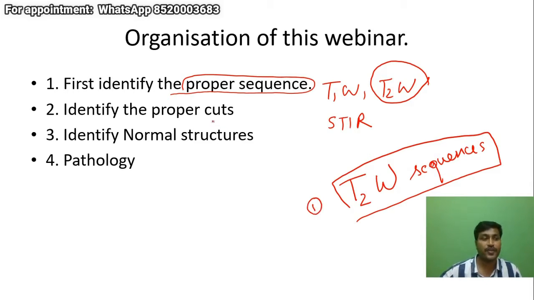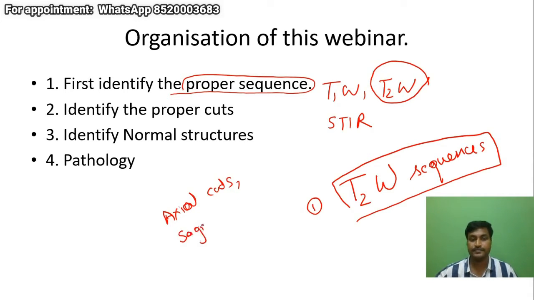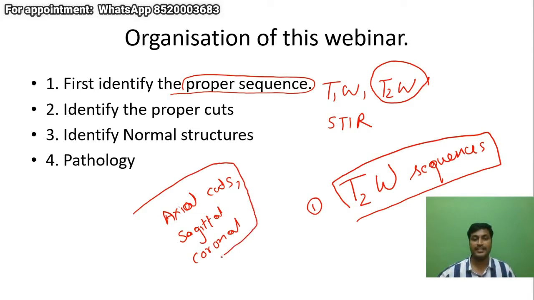Then you will have to identify the proper cuts. What are the cuts? We have the axial cuts, we have the coronal cuts, and the sagittal cuts. So you will have to identify the appropriate cuts. The third one in my webinar is you will have to identify the normal structures in the MRI of the lumbosacral spine. Unless you identify the normal structures, of course, you will not be able to identify the pathology. And the fourth part of my webinar will be identifying the pathology so that you can give them appropriate treatment.